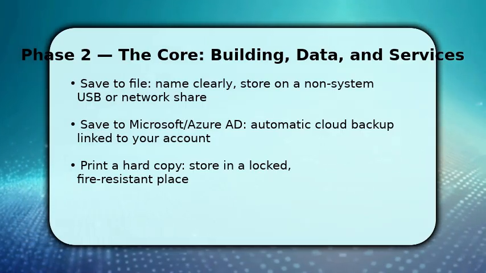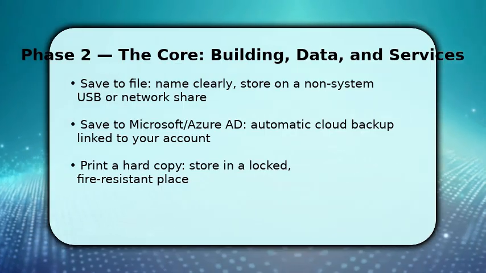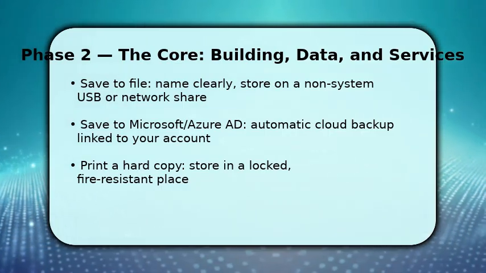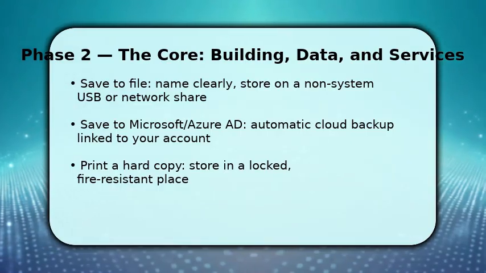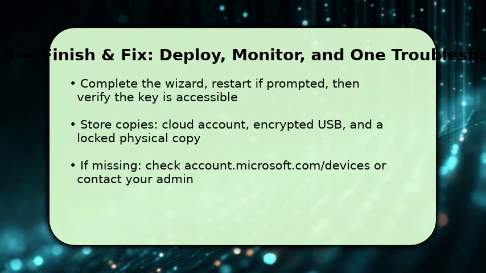Printing gives a physical fallback. Make sure writing is legible and stored securely. Make choices that balance recoverability and risk. Then confirm the selection to continue. Finish the process by completing the wizard and following any restart prompts.